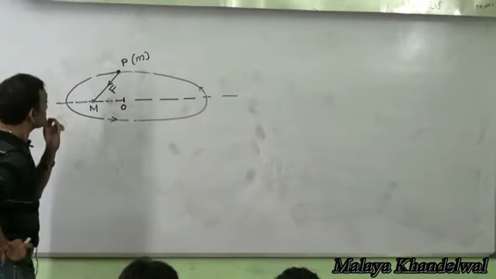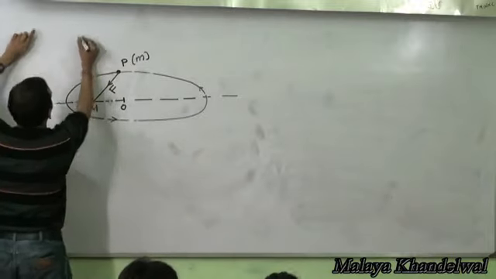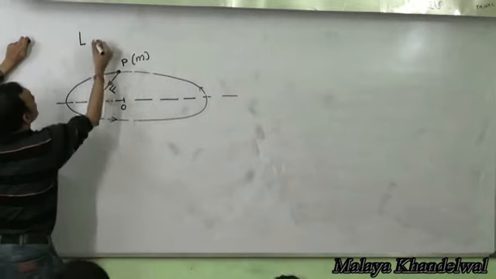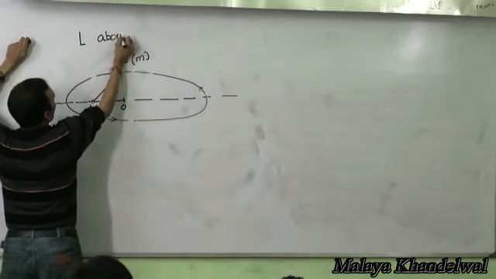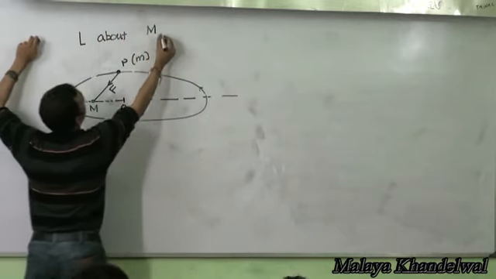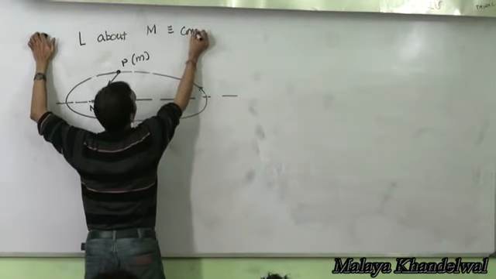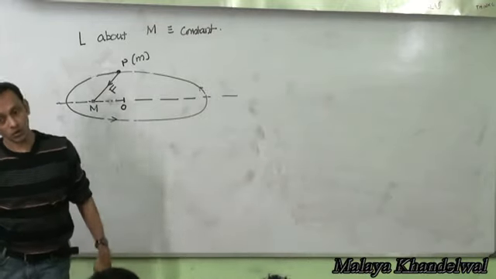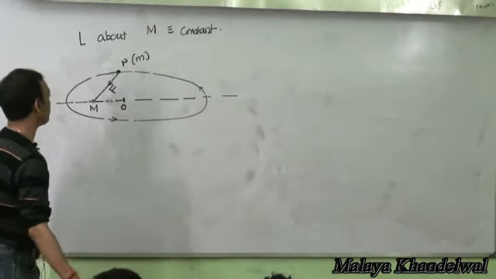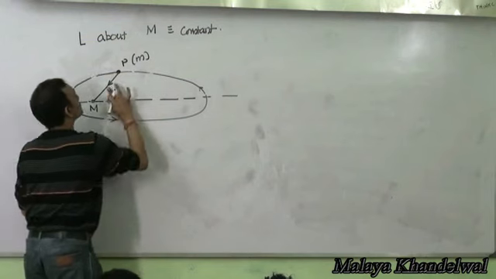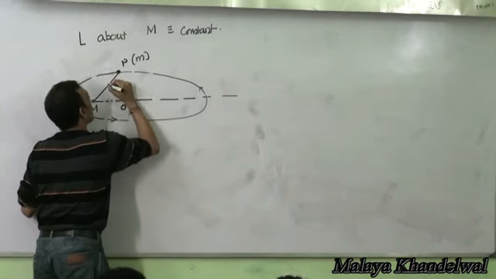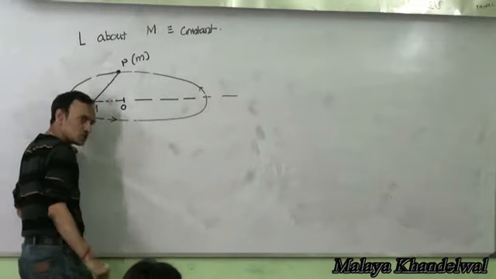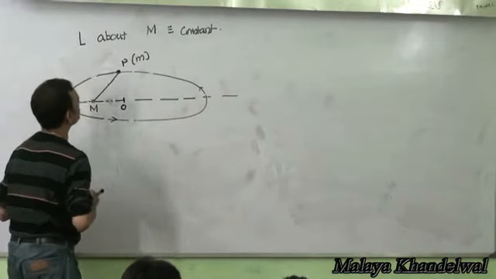That means the angular momentum L of this mass m, while it executes this ellipse about capital M, will be a constant. L about capital M will be a constant. Clear? Because there is no net torque about capital M, because the gravitational pull must pass through capital M at all instants. No net torque, right?